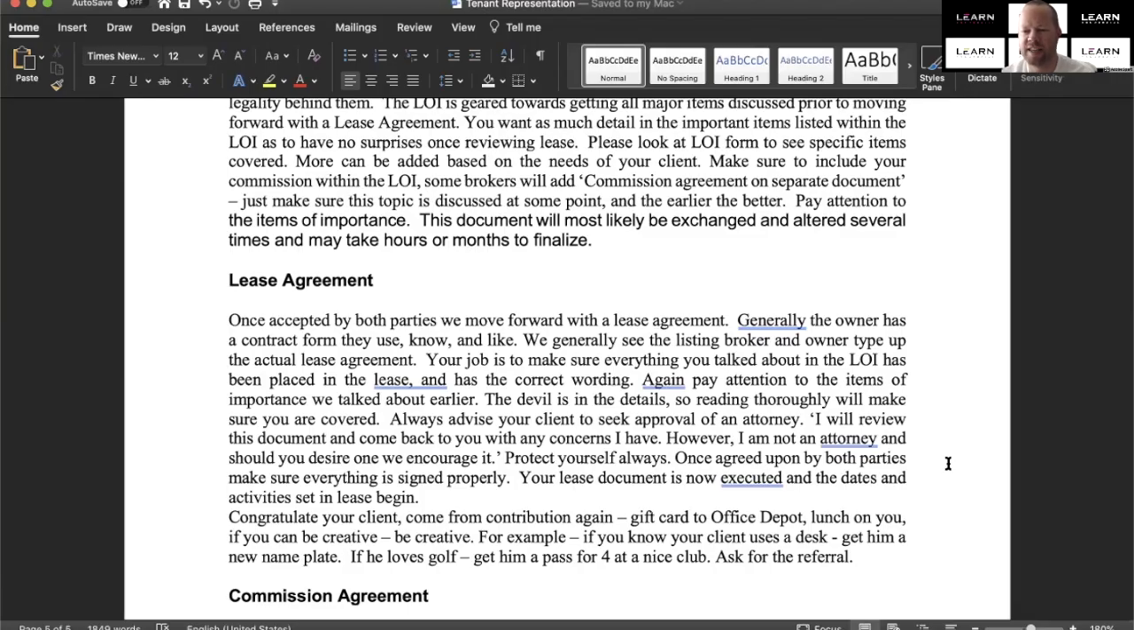Always advise your client to seek approval of an attorney. You know, I will review this document and come back to you with any concerns I have. However, I am not an attorney, and should you desire one, we encourage it, right? Always encourage an attorney. Protect yourself always. Once agreed upon by both parties, make sure everything is signed properly. Your lease document is now executed and the dates and activities set in the lease begin, right? That's when the finish out starts, the commencement date starts clicking away, right?